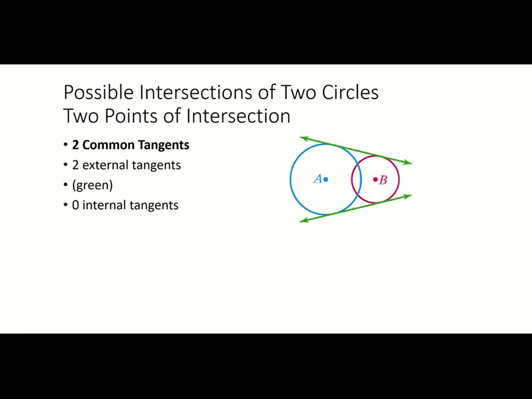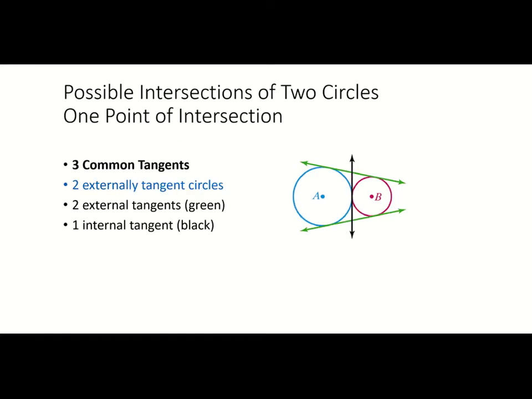All right, so here we have two circles. They overlap, and they have two external tangents. So you can see the green lines there. The two lines touch both the top or the bottom parts of each circle.